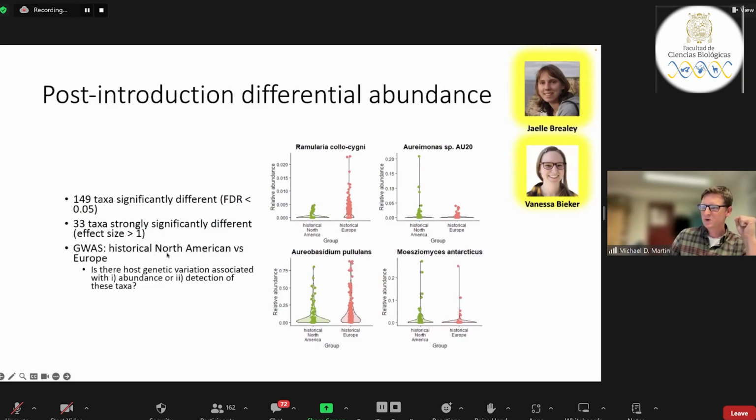So we wanted to do a GWAS. We wanted to find if there was a statistical association between this change in frequency of microbe and particular variants in the host genomes. Okay, and this is kind of a new thing that is only just recently possible to do. And we wanted to do the same, like comparing the two comparisons, North America to Europe, and then over time in Europe from past to present.